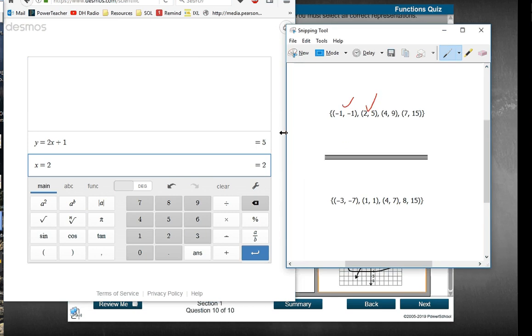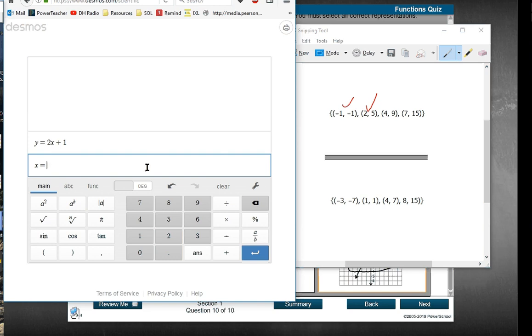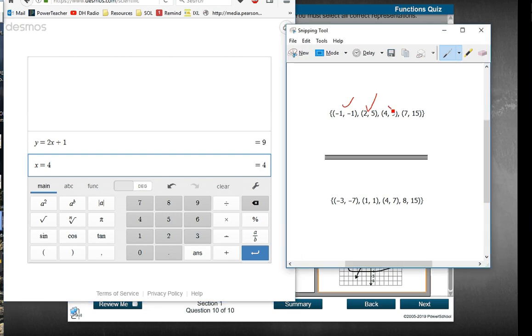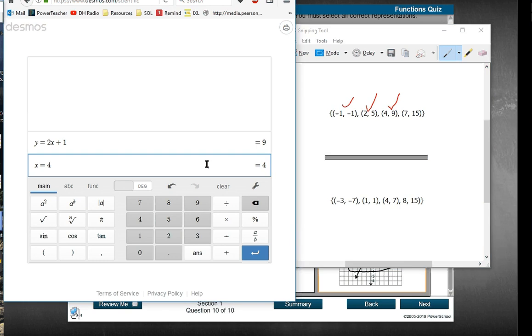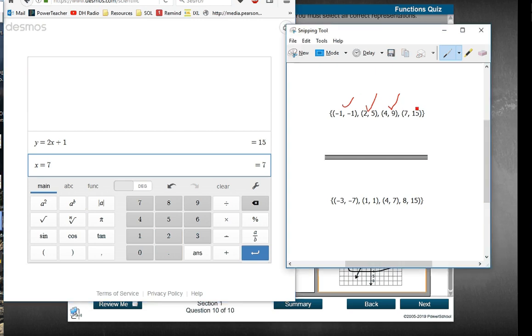But we can't just stop and assume that everything works. We have to make sure that it works for any of these. So if our x value is 4, it should be an output of 9. And if our x value is 7, our output is 15. So we know that one would work well. But now, would this bottom one work?